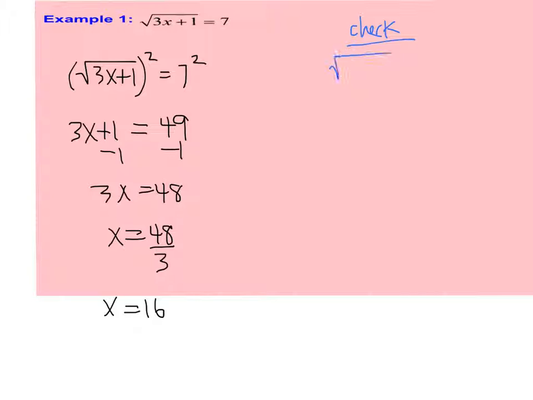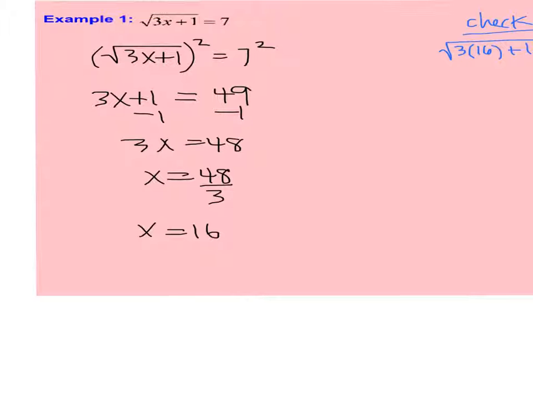So I would just quickly check that the square root of 3 times 16 plus 1 equals 7, which yes it does. So the solution checks and the correct answer is x equals 16.